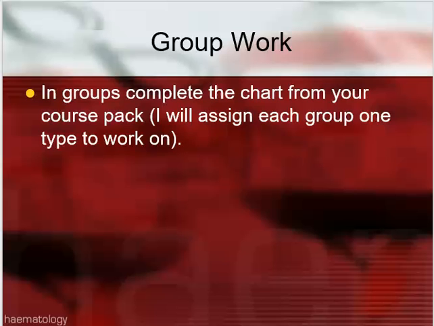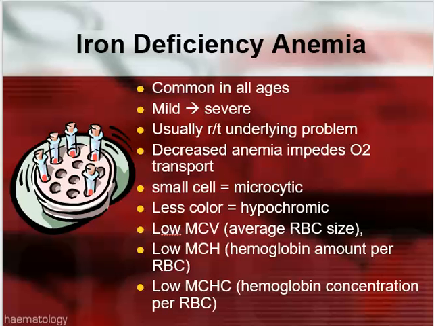We're going to ignore the group work thing. Look at some of these in detail. As you can guess, anemia is a common thing, and it's something that you're going to see a lot in practice. Iron deficiency is probably one of the more common things. It could be really mild. It could go all the way to severe.